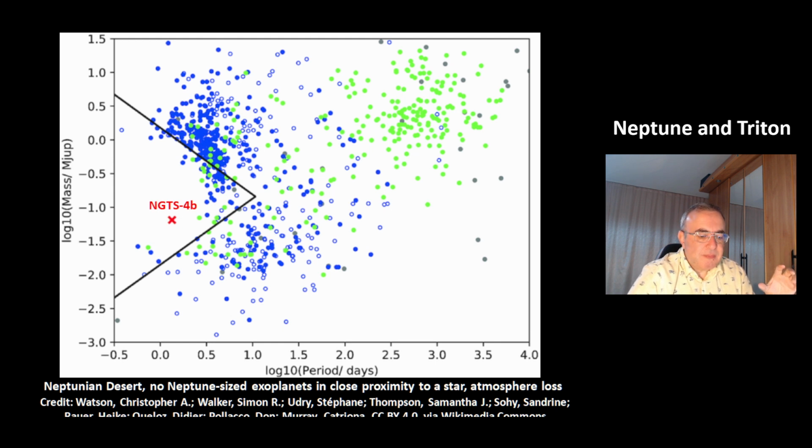According to the theory, in this gap, there are no more Neptune-sized exoplanets in close proximity to our star, because these planets lose their atmosphere and then become rocky planets. Or you can see there's the red X. So this is one exception. That's the planet NGTS 4b. And possible explanations are maybe this planet is very young. It has not yet lost its atmosphere, or maybe this planet has a very massive core.